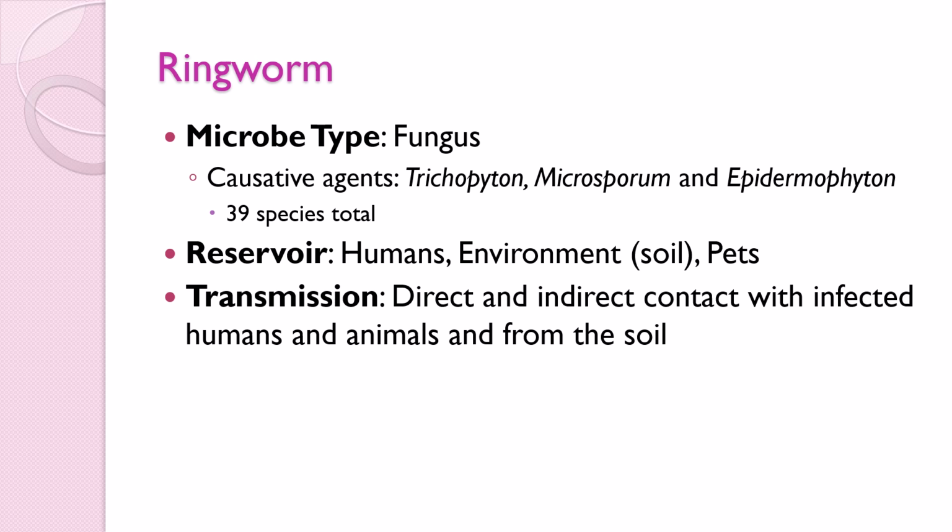The reservoir can be us, it can be the environment, and it can also be your pets. You can get this passed on from your pets to you because they can go rolling around in the environment, in the soil, and then you're loving up on your pet. And then you get ringworm on your face or your neck or your hands or your arms or wherever. The transmission can be direct or indirect contact with an infected human or animal or from the soil.